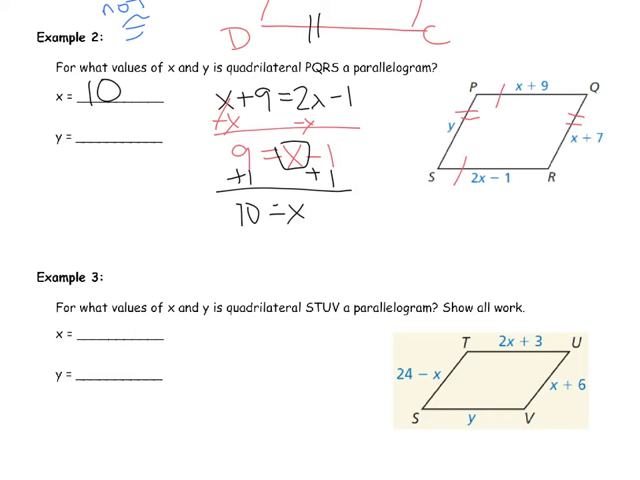Now to figure out y, notice here I'm going to use the information from Q to R. We know that QR is congruent to PS, and PS is y. So essentially what I have to do is plug in the value of x, which we discovered is 10, into this expression here of x plus 7. So when I do that, you get 10 plus 7, which is 17. So y is 17.